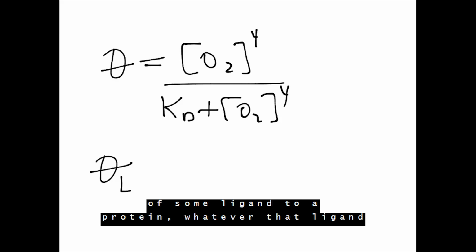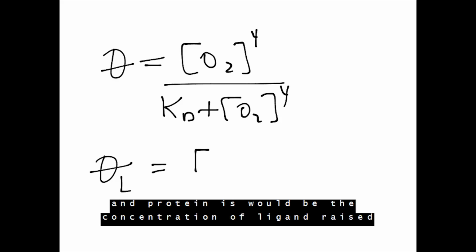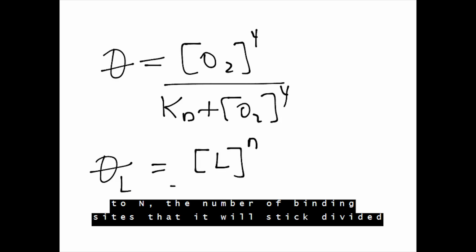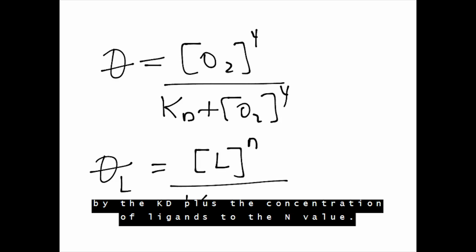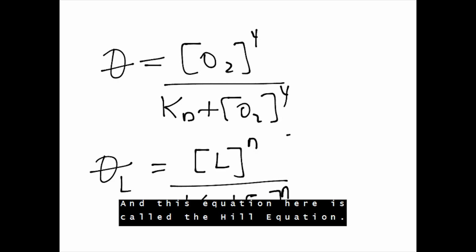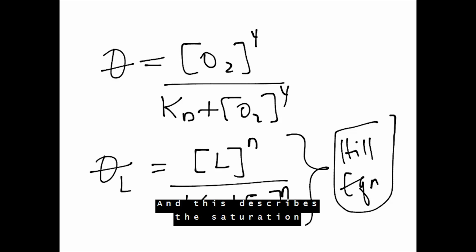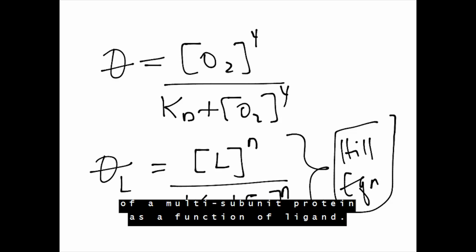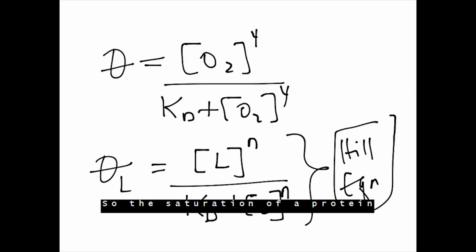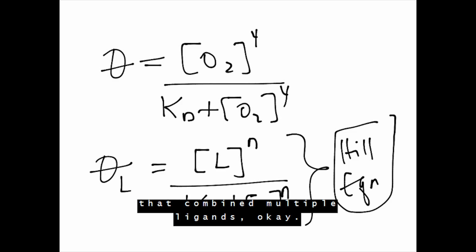So if we made a more simplified expression, we would find that the fractional saturation of some ligand to a protein, whatever that ligand and protein is, would be the concentration of ligand raised to N, the number of binding sites that it will stick to, divided by the KD plus the concentration of ligand to the N value. And this equation here is called the Hill equation. And this describes the saturation of a multi-subunit protein as a function of ligand. So the saturation of a protein that can bind multiple ligands.